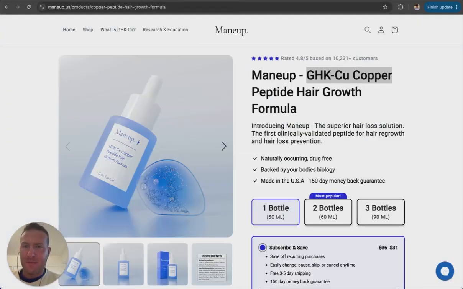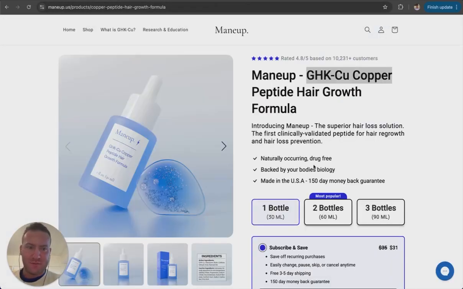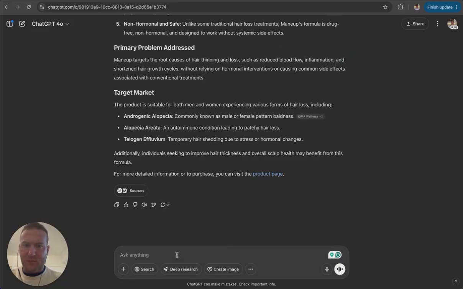Next up, all the USPs of your product. So you can copy and paste these directly, just right from the product page. And then all the conversion rate boosters. So for these guys, they do a 150 day money back guarantee. And also this one says it's commonly known as male or female pattern hair loss. Obviously those are two drastically different problems, so we're going to focus on men for this one.